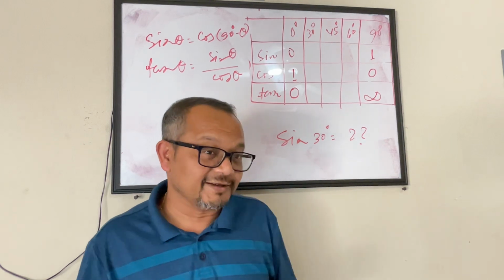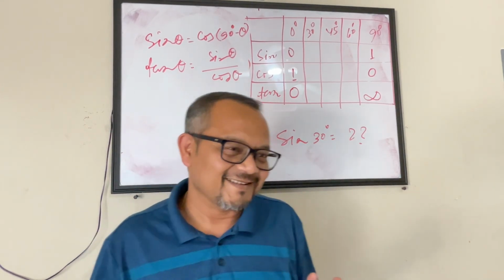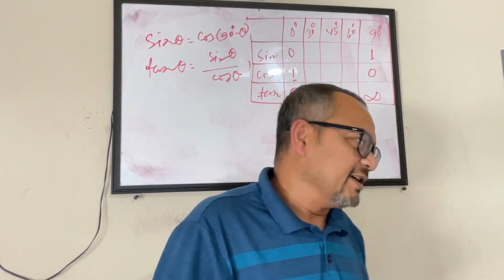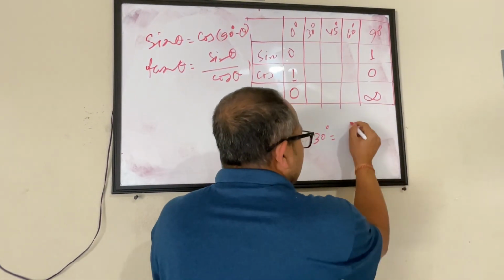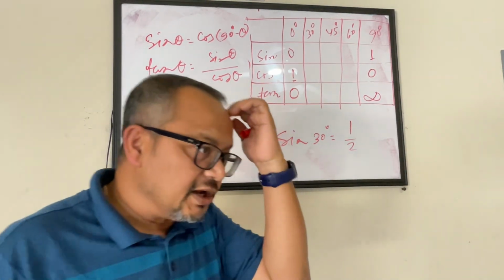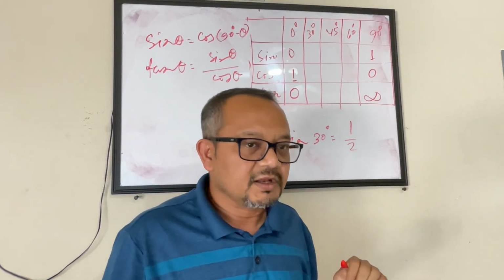You are free to Google, okay? If you want, you can Google. I'll tell you, this is 1 by 2. Sine 30 degree is equal to 1 by 2. If you do Google, it will say the same thing.